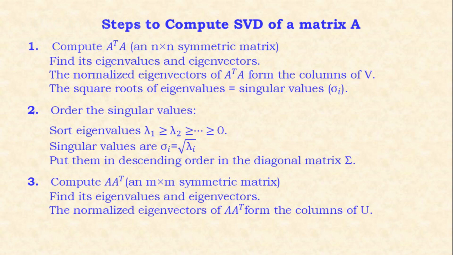Second, order the singular values, sort eigenvalues in descending order. Singular value sigma i is equal to the square root of lambda i. Put them in descending order in the diagonal matrix of sigma. Third, compute matrix A times A transpose, which is an M by M symmetric matrix. Find its eigenvalues and eigenvectors. The normalized eigenvectors of matrix A times A transpose form the columns of U.